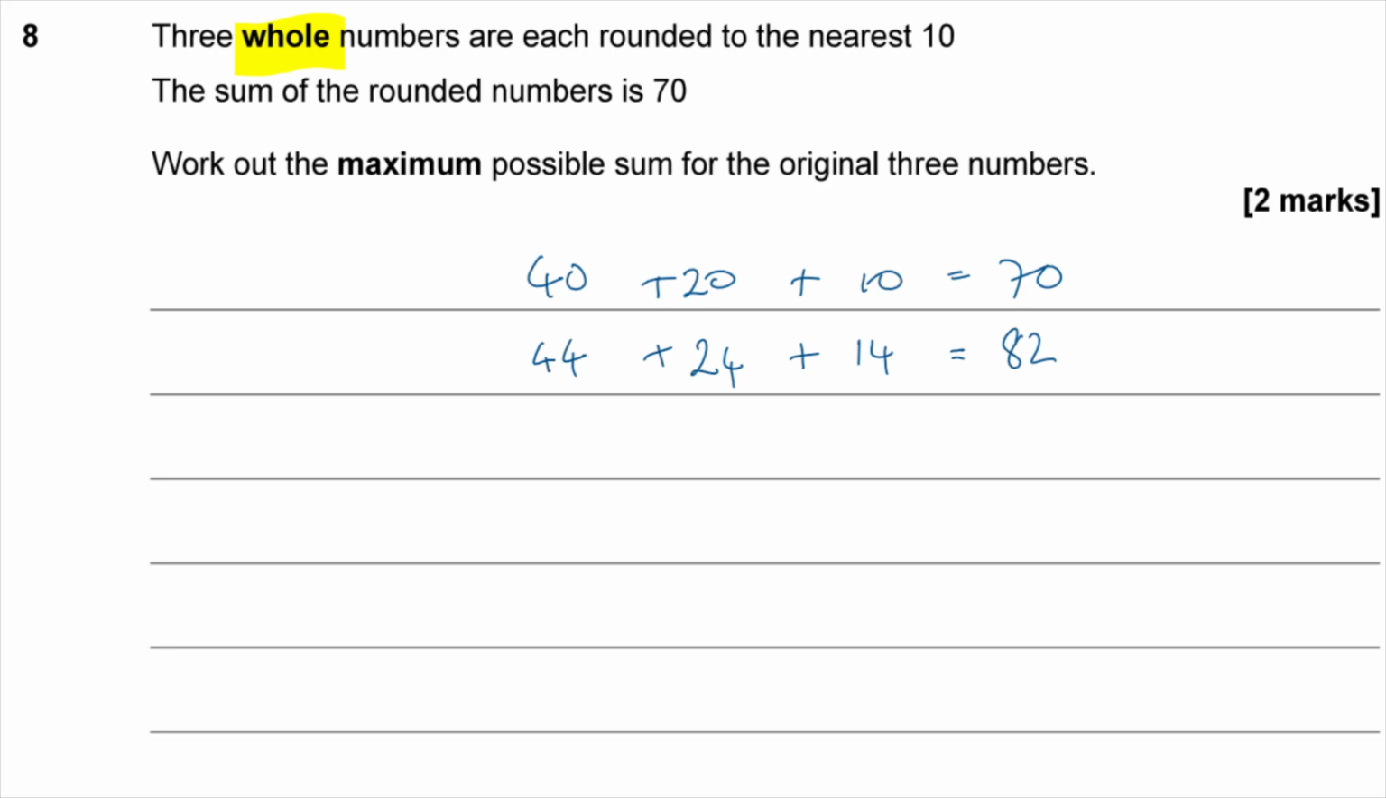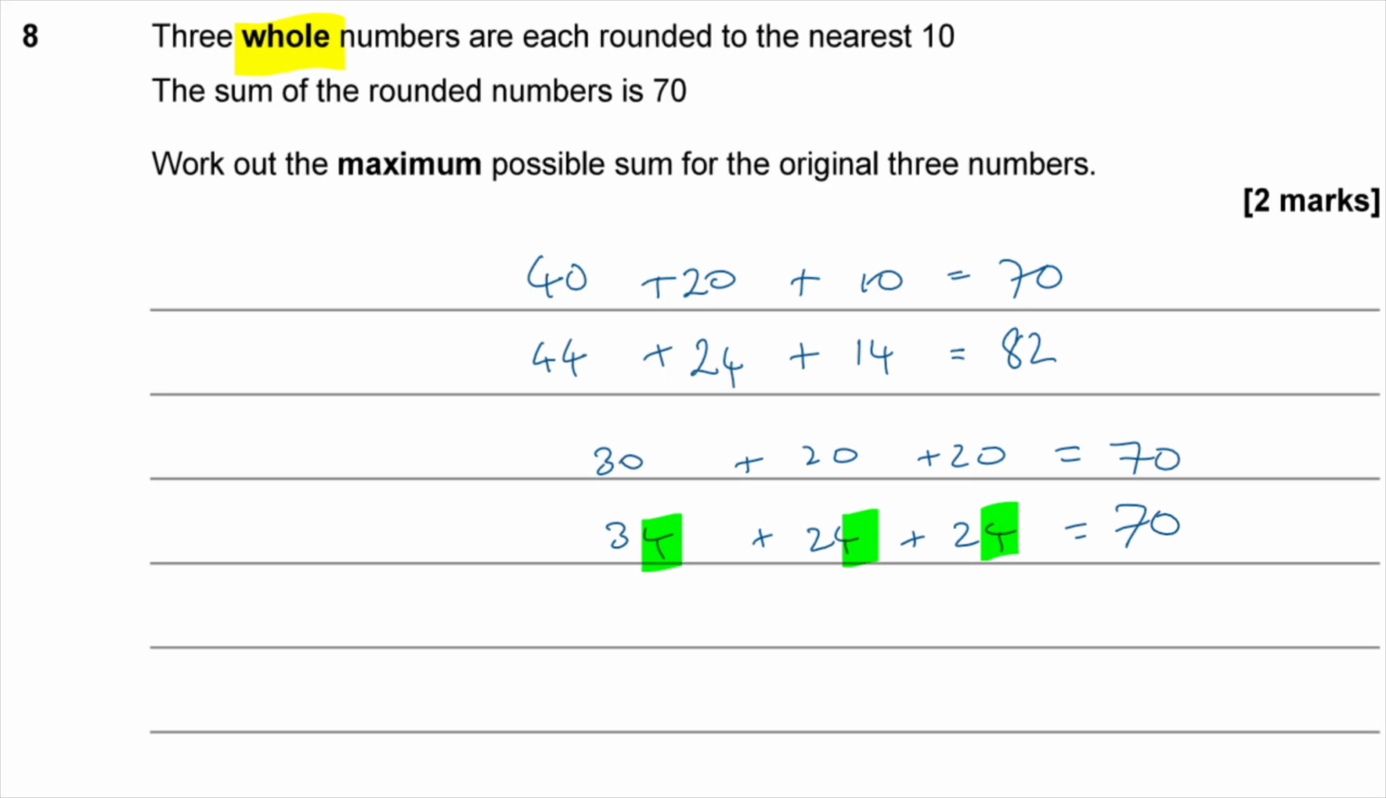So let's just have another look at a different one. So perhaps instead of having numbers that rounded to 40, 20 and 10, we had a number that rounded to 30 and then two numbers that rounded to 20. Does that change anything? So that adds up to 70 again. So the largest number that rounds to 30 is going to be 34. The largest number that rounds to 20 is going to be 24, and the other one is going to be 24. So again, that's like 4, 8, 12 more than 70, isn't it?